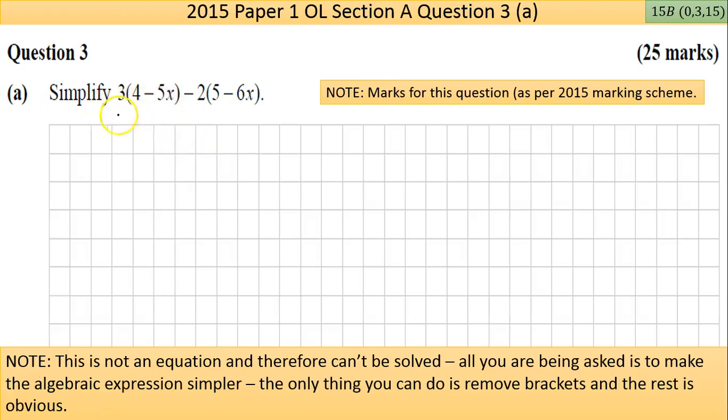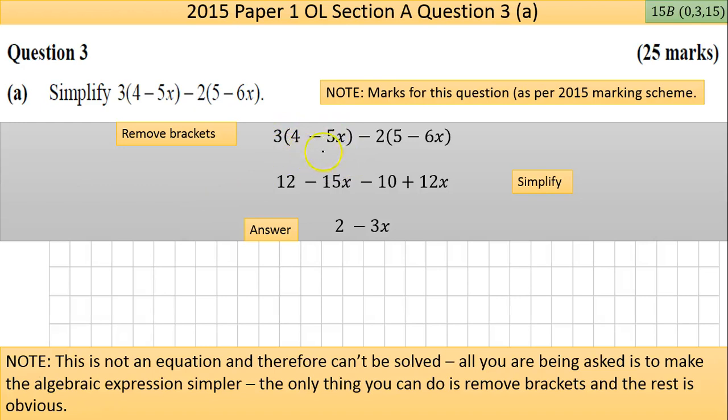So we can go along. I'm going to go to the answer just for simplicity's sake, but you're going 3 multiplies by both terms, then the minus 2 multiplies by both terms, and then you can do any addition or subtraction that's left. So let's look at the answer. I've rewritten the question.